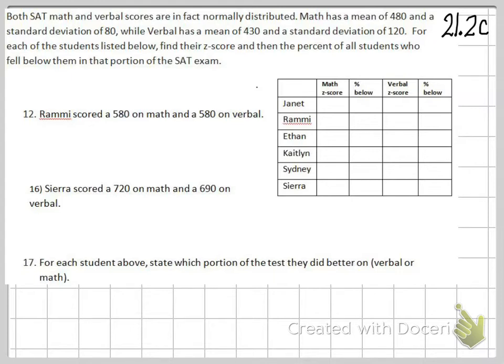So first of all, I am going to figure out for Sierra, who scored a 720 on math and a 690 on her verbal. I'm going to locate all my math information first. Here we go. Math has a mean of 480 and a standard deviation of 80. Let's work on math first, and then I'll come back to the rest of the information. Here we go. Sierra, z-score equals.